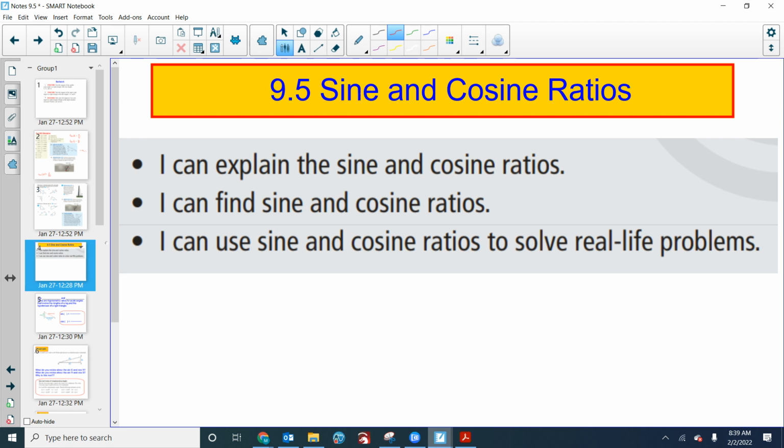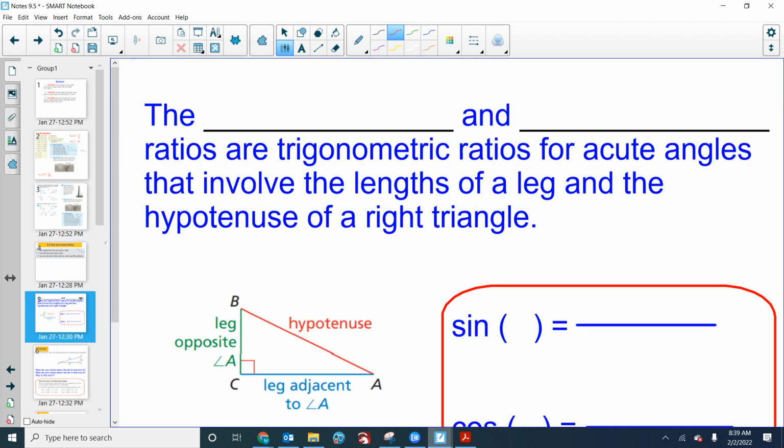Sine and cosine ratios. What do you think? Sine and cosine ratios are trigonometric ratios for acute angles that involve the lengths of a leg and the hypotenuse of a right triangle. So sine and cosine are spelled this way. They are abbreviated this way.